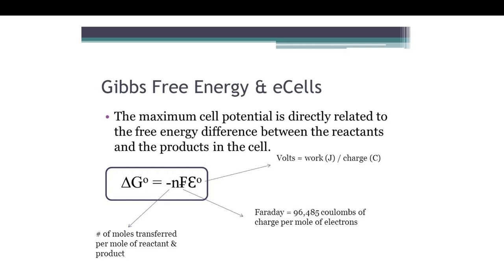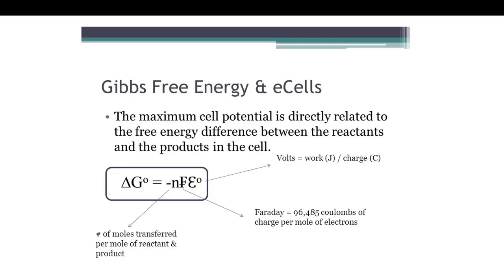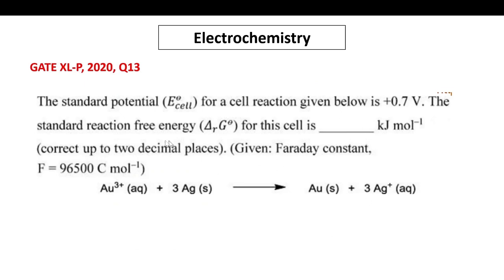First is what is Gibbs free energy and E cell. Okay, so what is the Gibbs free energy that is being asked here? That is the standard reaction free energy. You can also see from the question. It is the maximum cell potential that is directly related to the free energy difference between the reactants and the products in the cell. So in this question, there are these reactants and the products. The free energy difference between the products and the reactants is given by this standard reaction free energy, that is delta R G naught.